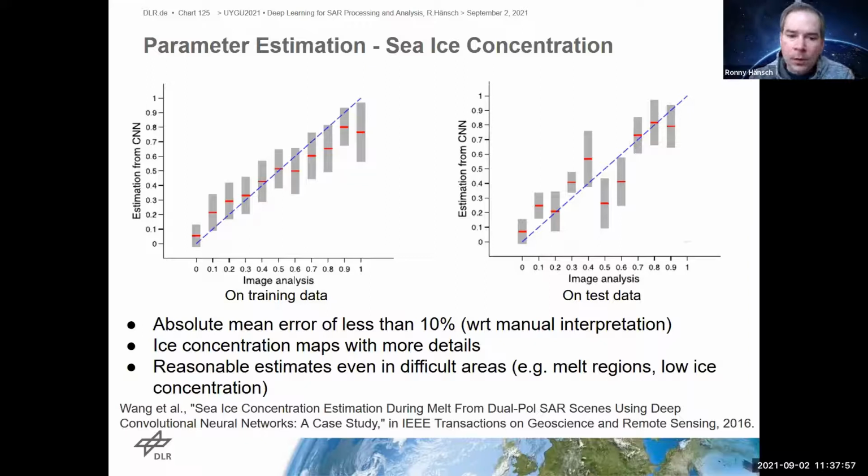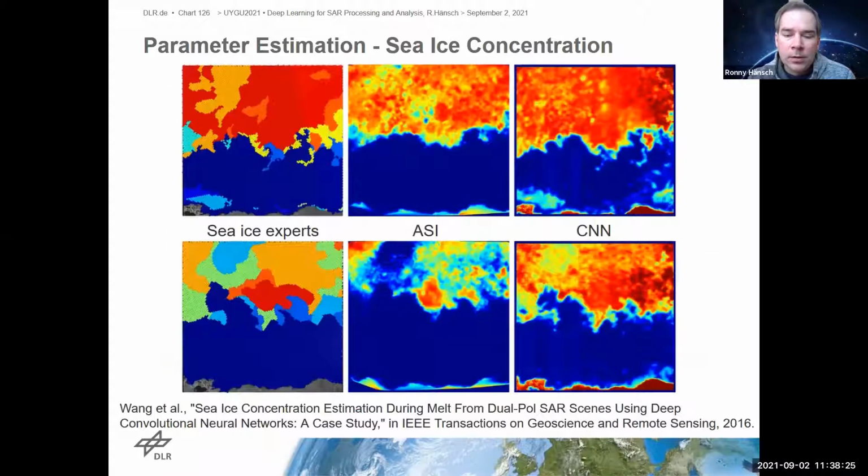So they showed that the mean error compared to manual interpretation is around 10%, right? So you're around 10% different from a manual interpretation of the images. But you can produce ice concentration maps with a lot of details, right? And it works reasonably well, even in very difficult areas. For example, areas where you have melting going on or a very low ice concentration. So this is how the concentration maps look. This would be a manual annotation by sea ice experts. This is a standard technique that is used in practice, and this is the applied ConvNet. And you can see that they are very much in agreement with each other.